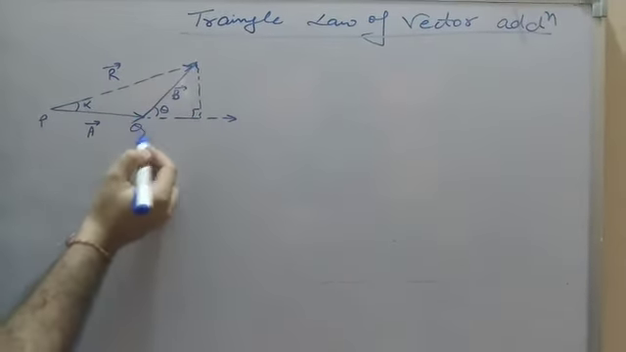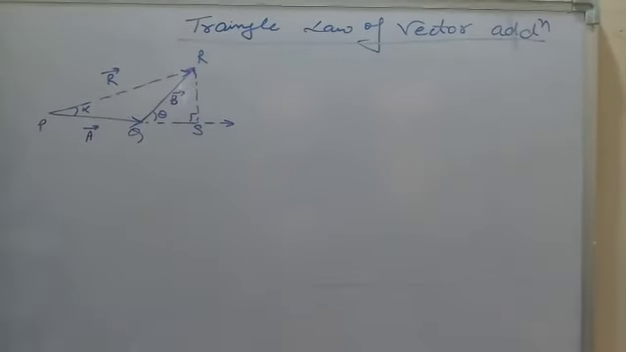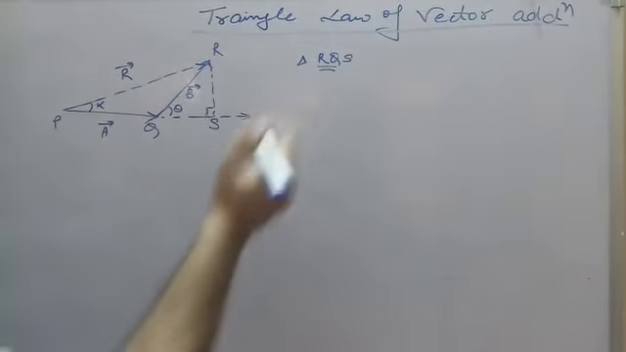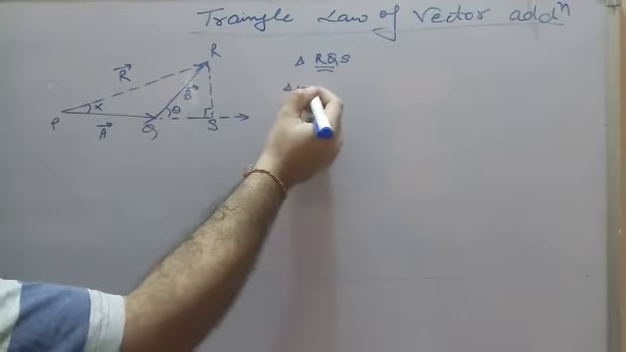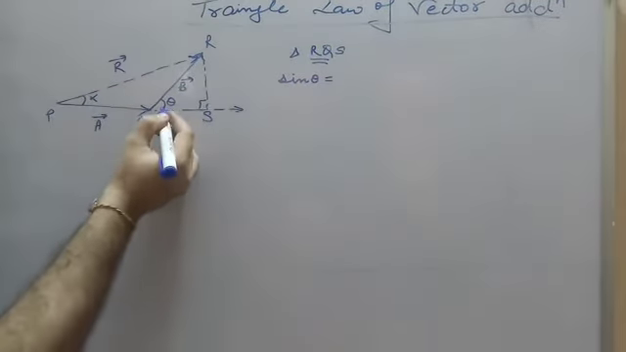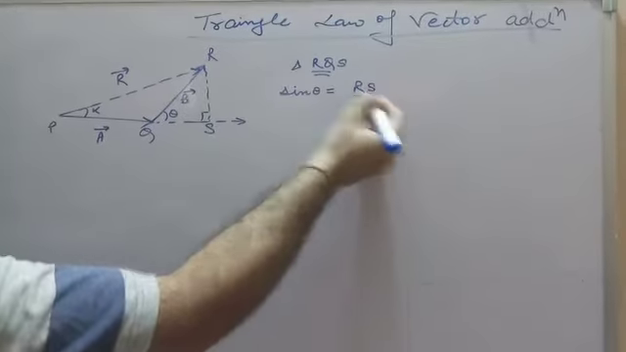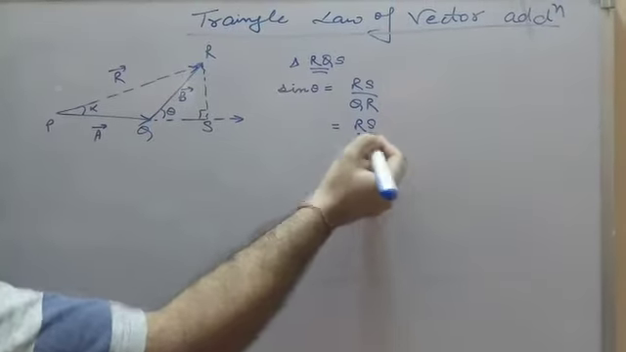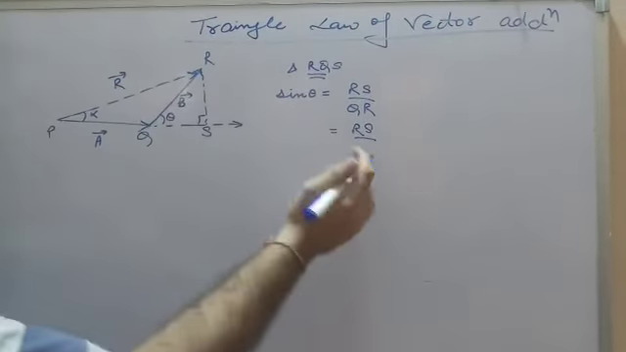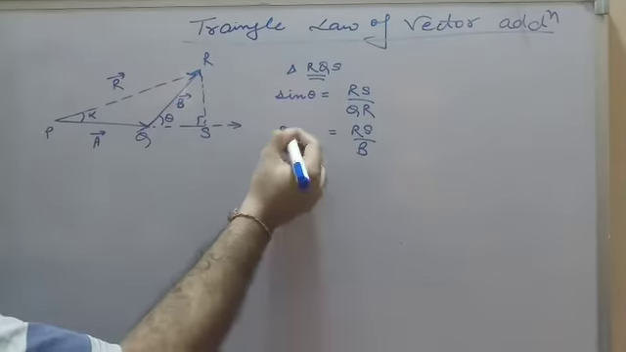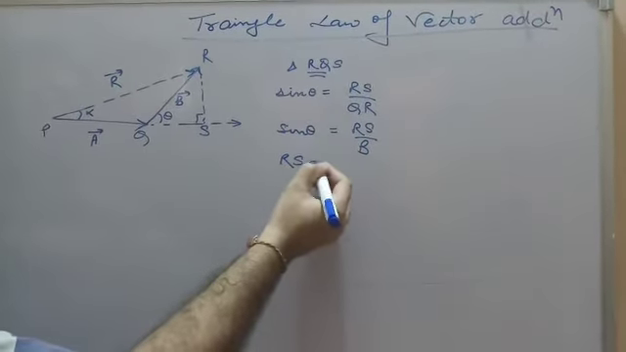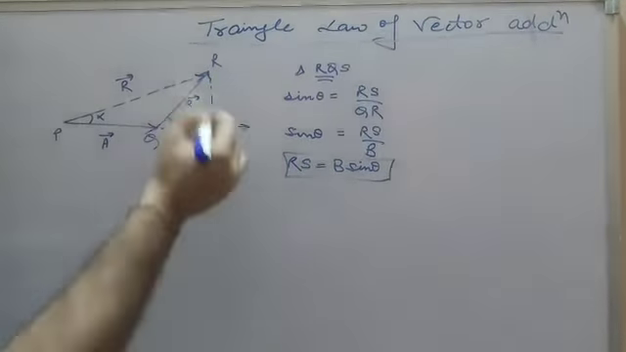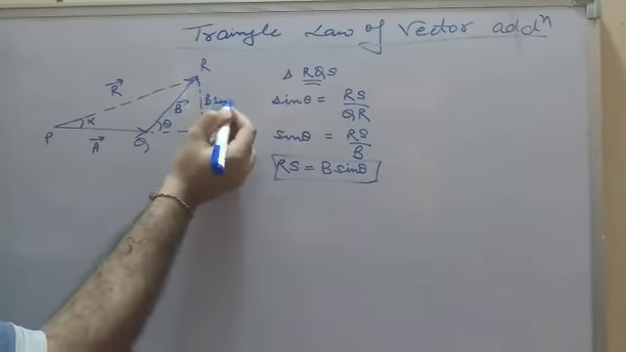So let's suppose this is P, Q, R and S. Now you take triangle RQS. So in triangle RQS you find out sine theta. So as you can see, sine theta is RS upon QR. Now RS is what we have to find, and QR you can see is b vector, but here we take the magnitude only because sine gives the magnitude. So that RS is coming b sine theta. So we can write this RS as b sine theta.